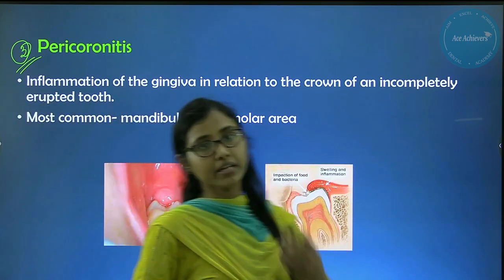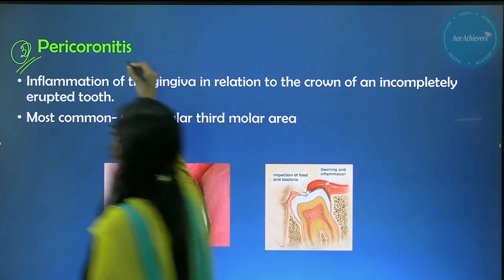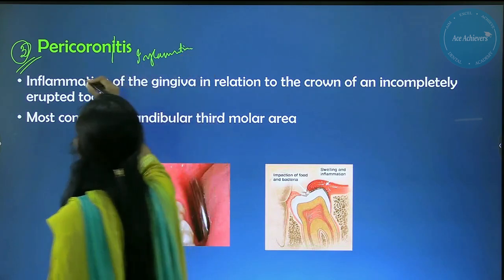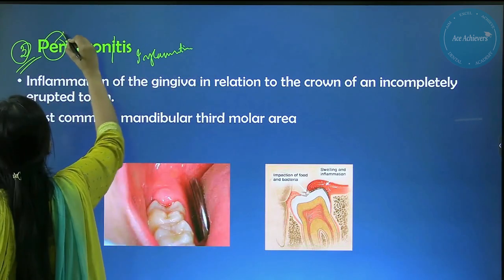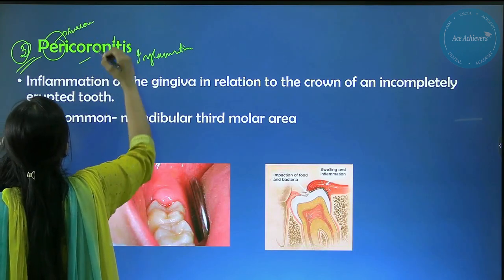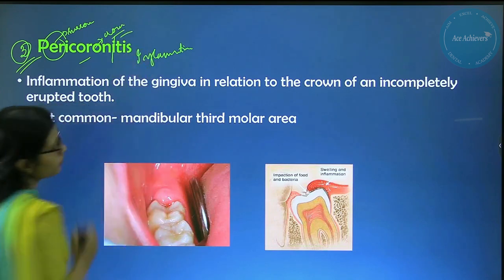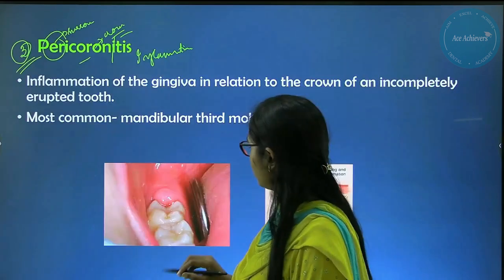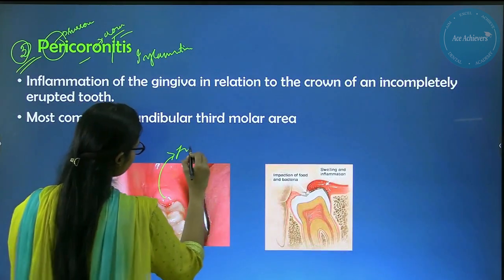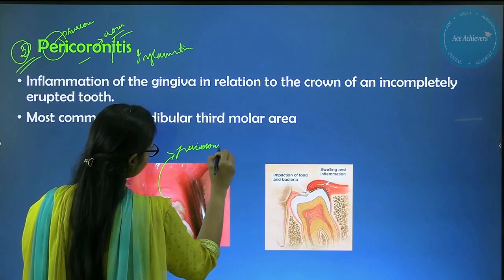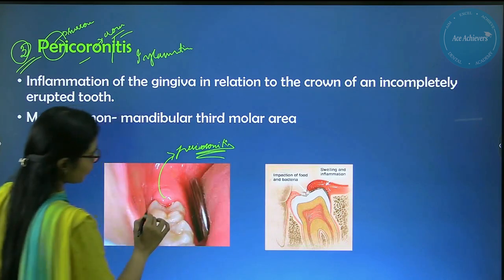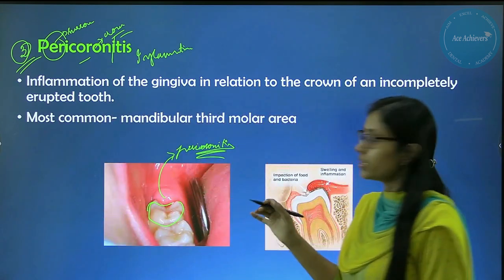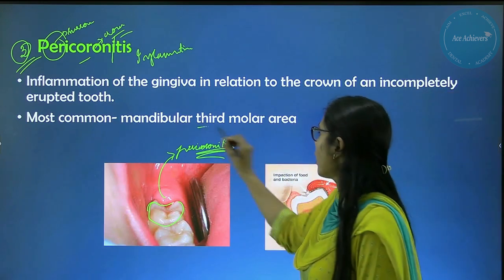As the term indicates, pericoronitis is the inflammation of the gingiva surrounding the crown of an incompletely erupted tooth. This picture shows pericoronitis, where we can see the inflamed operculum covering the partially erupted molar. This is most common in the mandibular third molar areas.